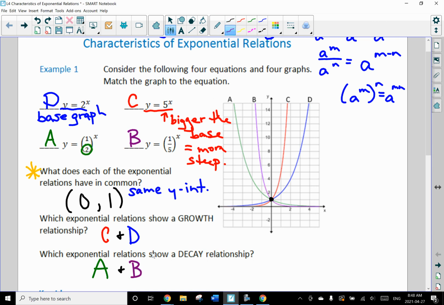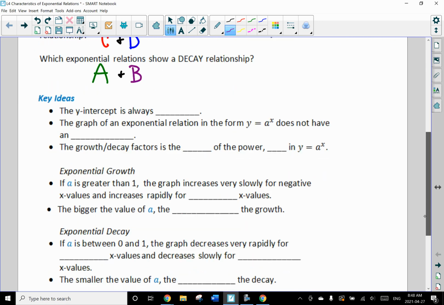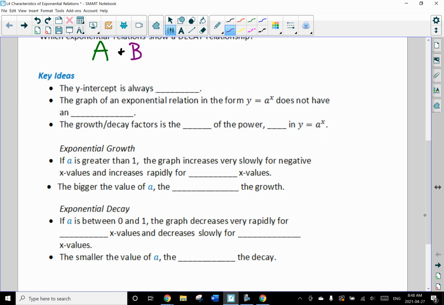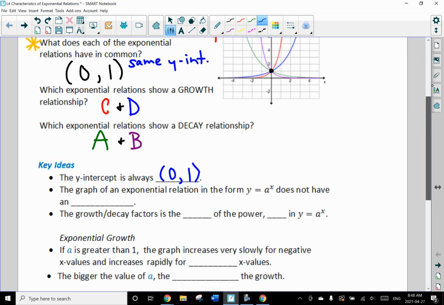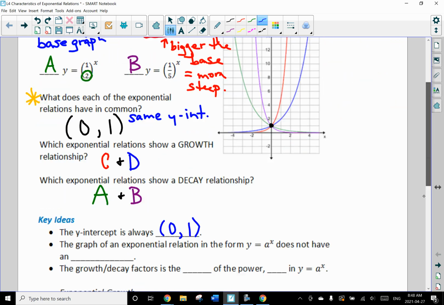And if you were going to write anything down right now, I would write down these key ideas, because this is the main crux of those graphs. The y-intercept 100% of the time is going to be at (0, 1). It doesn't matter what kind of graph you have. It doesn't matter if your base is a whole number or a fraction, a really big whole number or a really small fraction. They all go through that same y-intercept.